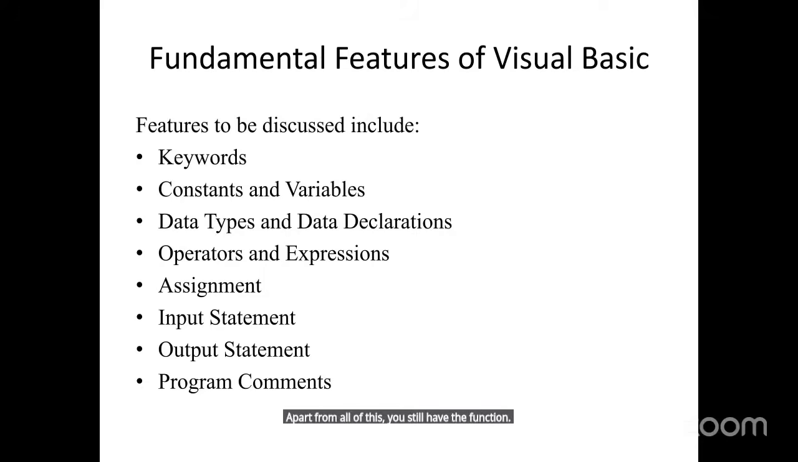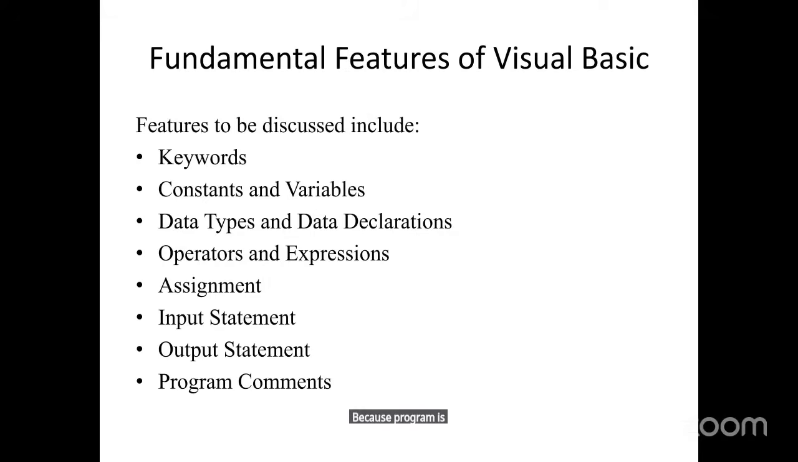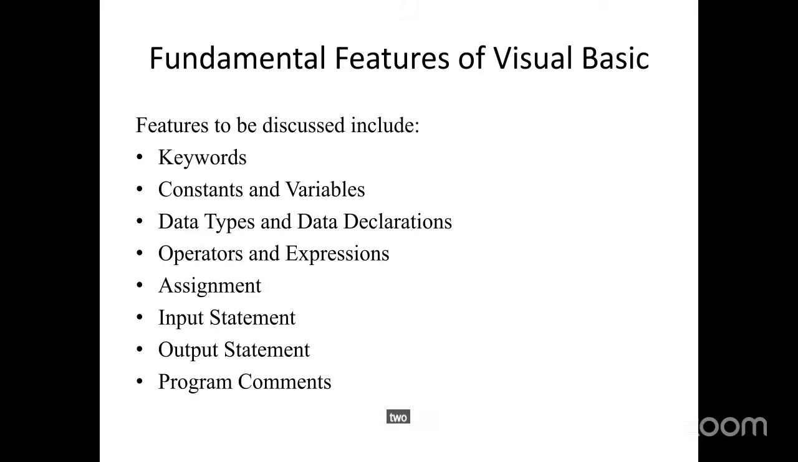Apart from all of this, you still have a function. In some object-oriented languages, it is called a method. We still have arrays. In a functional procedural programming language, we still have the pointer. We still have string manipulation. What we did not put here, which is key and which we are still going to look at, is the control structure, because programming is about making decisions. For me to make a decision, I need to pick between two options and know which option, and that's where we deal with the control structure.